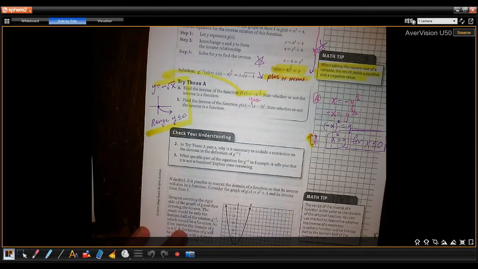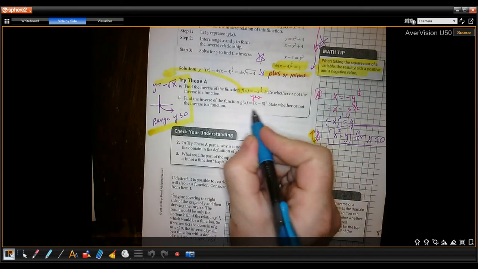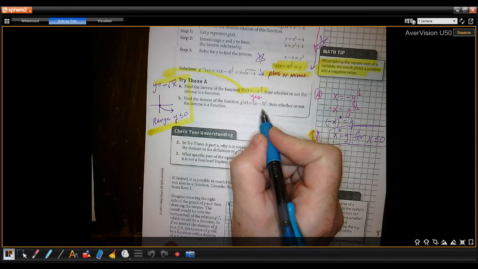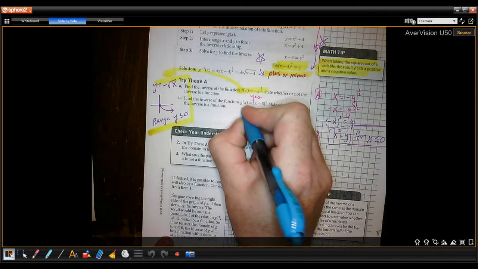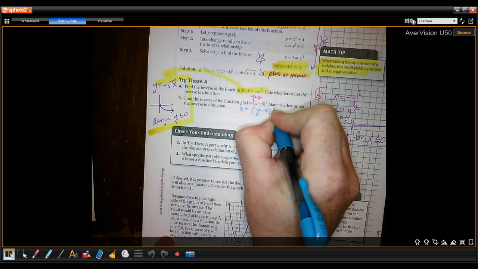So hopefully you guys are following the video, that this A matches with these two things go together. Okay, let's switch colors. Let's try a different color. All right, find the inverse of the function of x minus 5 squared. State whether or not the inverse is a function. So we'll switch it really fast. X equals y minus 5 squared.